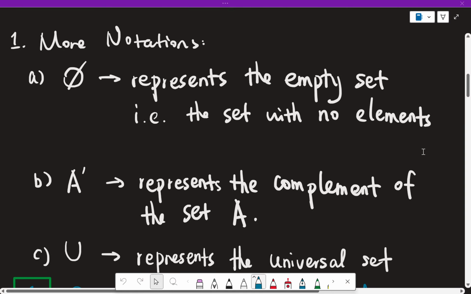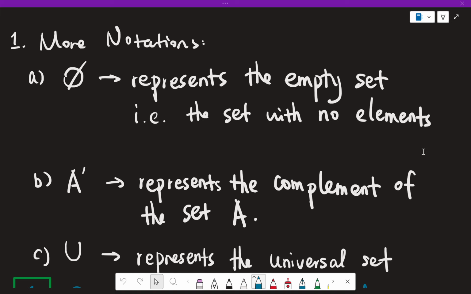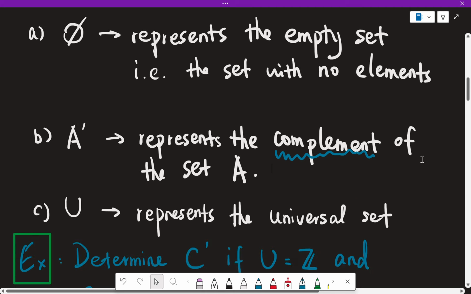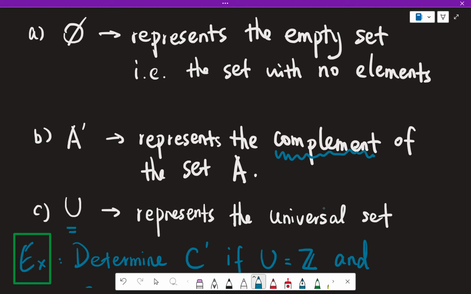So, more notations. The first one is a slashed circle, which represents the empty set. That is essentially a set with no elements. The second one is the set name with an apostrophe, which represents the complement set of the set A. In order to understand what a complement is, we must understand what a universal set is, which is denoted as a capital U. A universal set is essentially everything. So a complement set is a set with elements that are not in the original set, but in the universal set.